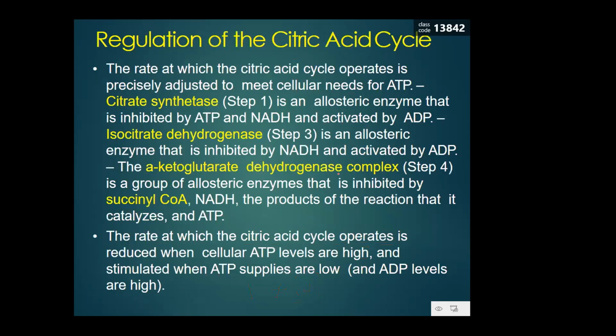Paano naman nare-regulate yung citric acid cycle natin? So pag sinabi nating regulate, it means control, di ba? So kino-control din yan. Okay?